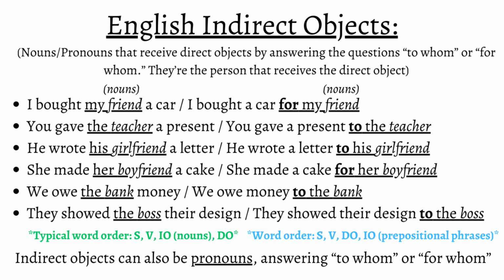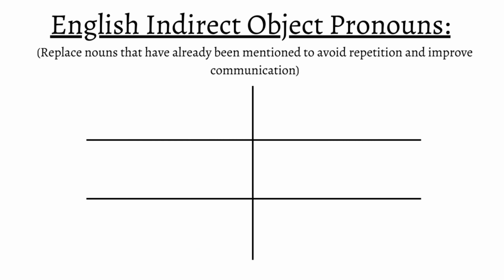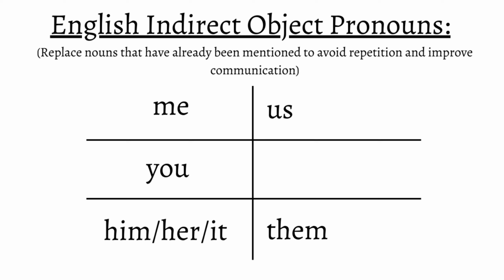So far, we have only seen nouns that answer to whom or for whom, so indirect object pronouns replace nouns that have already been mentioned. Indirect object pronouns also replace nouns to avoid repetition and improve communication. In English, indirect object pronouns look like this: me, you, him, her, it, us, and them. In comparison to direct object pronouns, every pronoun is exactly the same. However, do not confuse them with direct objects because they each have a different function.